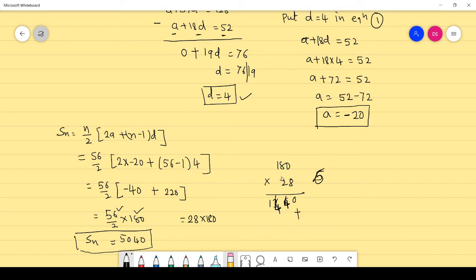Directly you can multiply here 2 0 0, 8 8s are 64, 4 and 6 remainder. 8 2s are 16, 16 plus 6 is 22. Right? So 0, then 4, 6 0, 6 plus 4 10, 1 remainder. So the answer you got is 5040. So right, this is the solution of problem number 4.